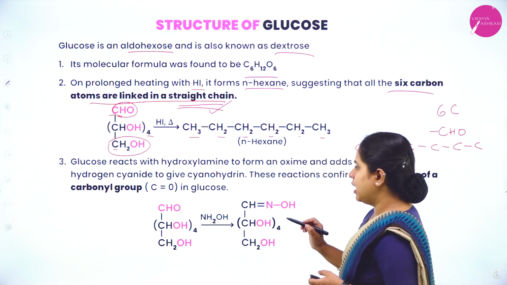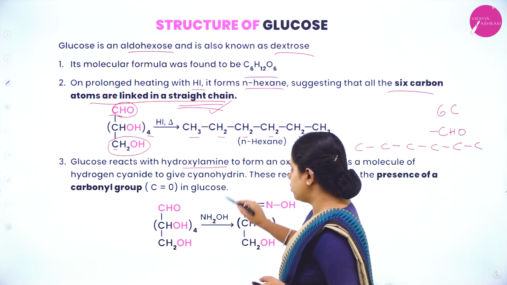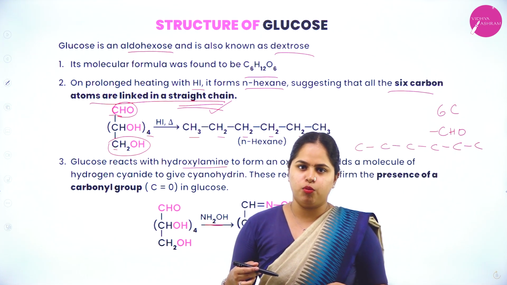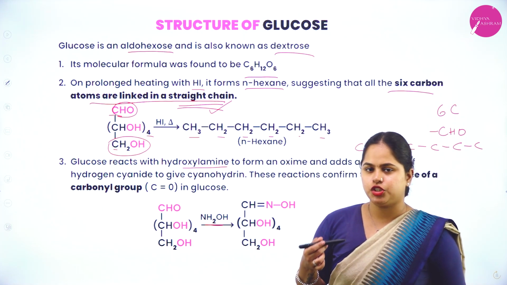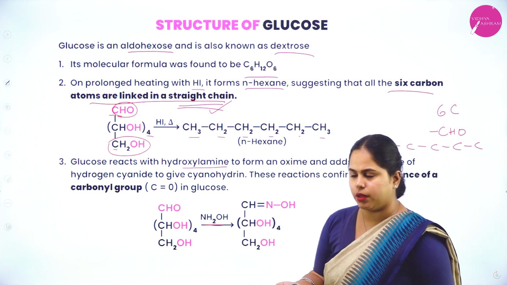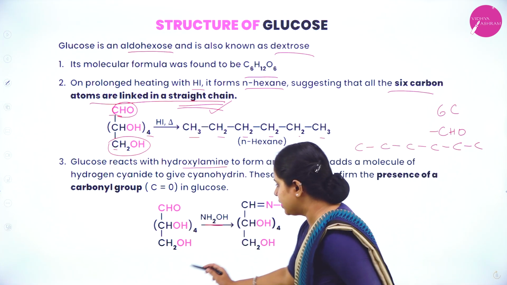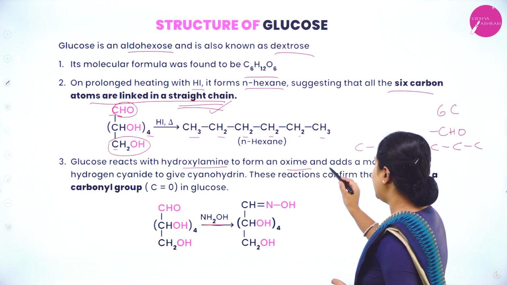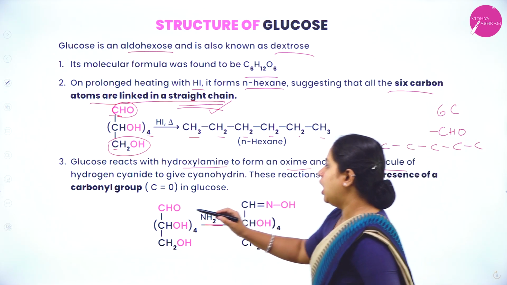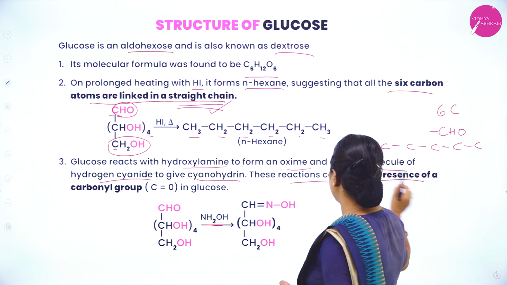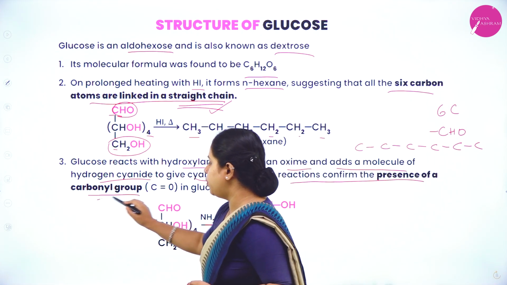Now, glucose reacts with hydroxylamine. Hydroxylamine is NH2OH. We have studied this as a derivative of ammonia, right? In ammonia, that is NH3, one hydrogen atom is replaced by a hydroxyl group, which is called hydroxylamine. So, glucose will react with hydroxylamine to form an oxime, and adds a molecule of hydrogen cyanide to give cyanohydrin. This reaction confirms the presence of a carbonyl group.